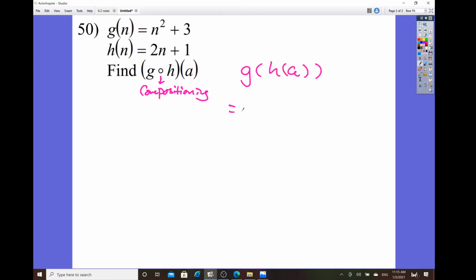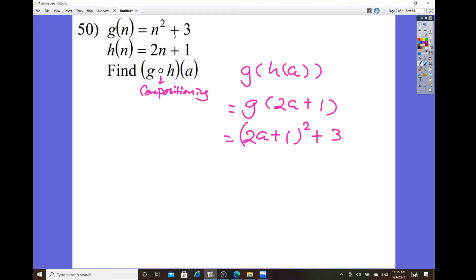Let's start off with h of a. Start by changing the variable, so instead of n we're using a. So h of a is written as 2a plus 1. Then that 2a plus 1 becomes the new variable for g of n. Instead of using n, we're using that 2a plus 1. So we get 2a plus 1 quantity squared plus 3.